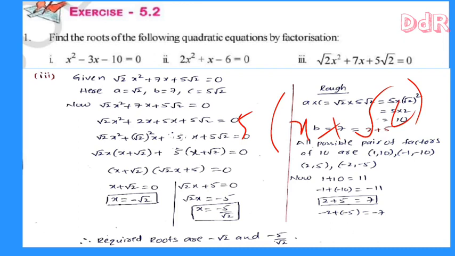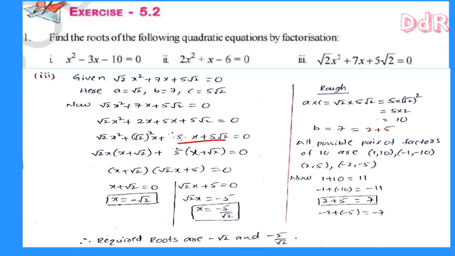So here what happened? We are going to get another different two terms. So that is why we have to do one thing. Write 2x as root 2 square into x, because root 2 square is 2. So 2x is written as root 2 square x. Now what is common from the first two terms? Root 2x is common. So root 2x bracket of x plus root 2.